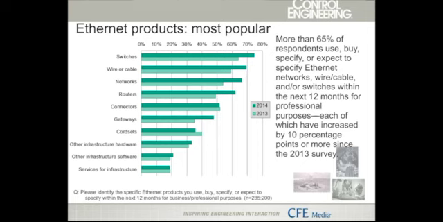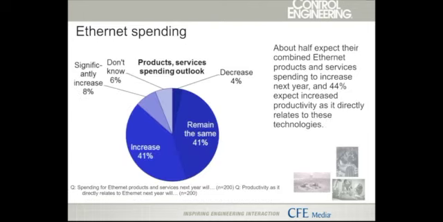Most popular Ethernet products for those who use, buy, specify, or are expected to specify in the next 12 months were Ethernet switches, Ethernet wire or cable, Ethernet networks, Ethernet routers, and then Ethernet connectors, gateways, cord sets, and other Ethernet infrastructure hardware. About half the respondents will spend more on Ethernet products in the coming year. 41% will spend about the same.